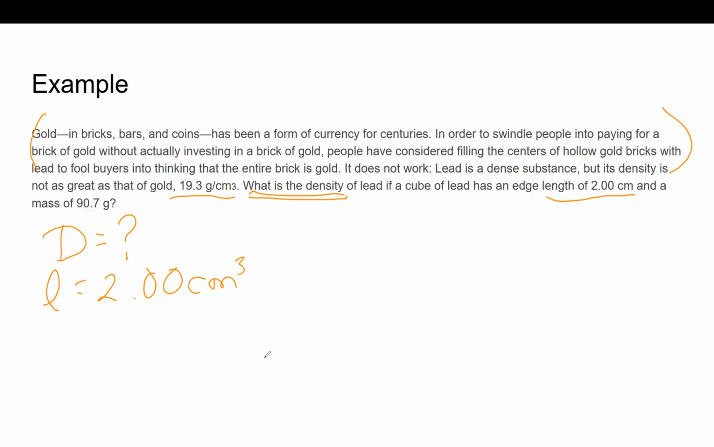What is the density? So that tells me I'm looking for the density of lead. If a cube of lead has an edge length, so a length of 2.00 centimeters, and a mass of 90.7 grams, so I need to find the density.